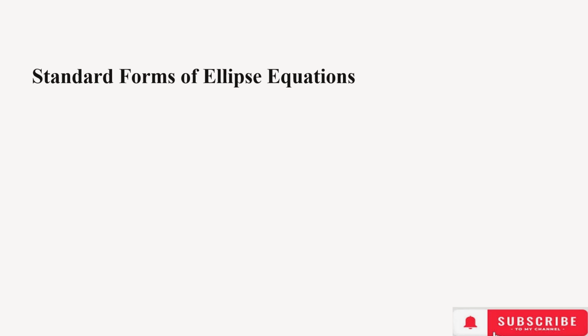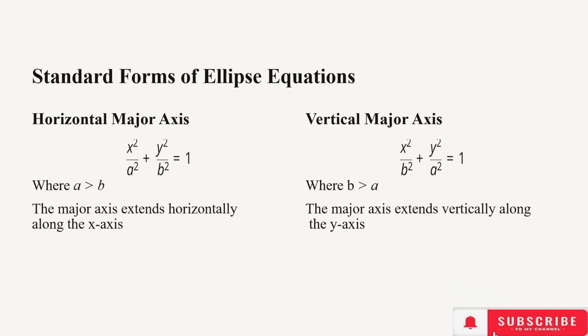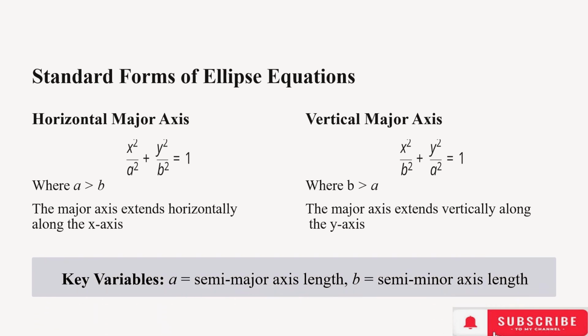The standard equations of ellipses are written in two forms. If the major axis is horizontal, the equation is x squared divided by a squared plus y squared divided by b squared is equal to 1. If the major axis is vertical, the equation is x squared divided by b squared plus y squared divided by a squared is equal to 1. Here, a is the length of the semi-major axis, while b is the length of the semi-minor axis.